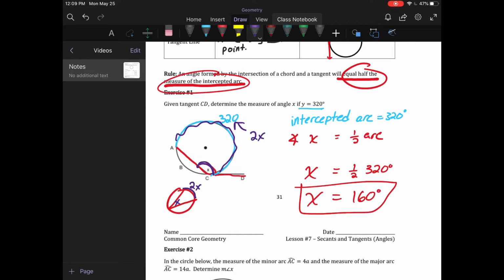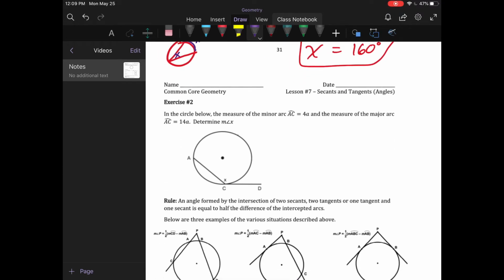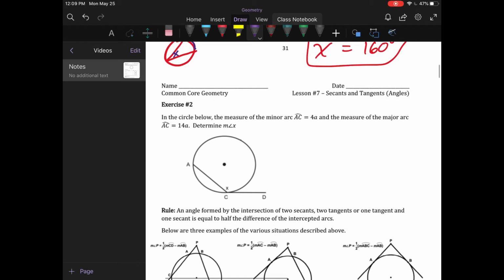So we're going to use that idea to solve some other problems. If we look here, it says that arc AC will be 4A, and that's minor arc AC. Minor arc means it's the small one. The major arc would be the other side. But the minor arc is the small side, which is 4A. And it says that the major arc AC is 14A.